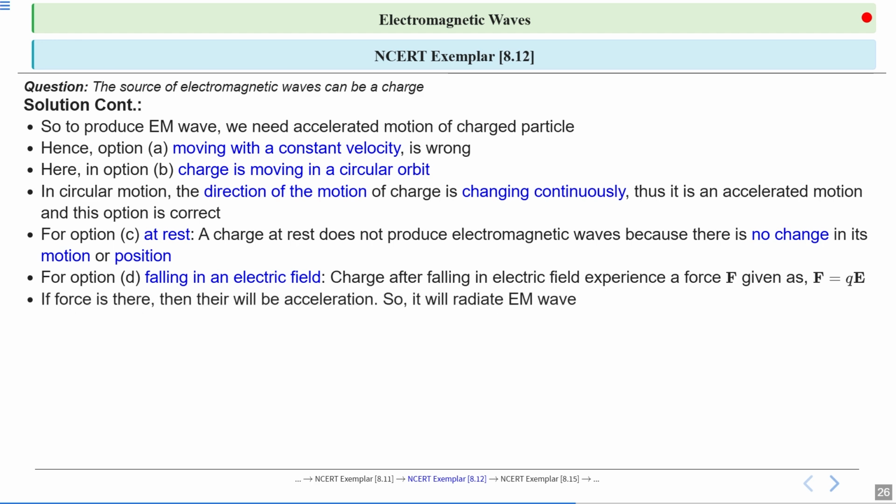If force is there, obviously there will be acceleration of the charge. If force is experienced by the charge, that means there is an acceleration induced in the charge. So if force is there, then there will be acceleration, so it will be radiating EM waves. So options B and D are correct. Option B, D are the correct options.